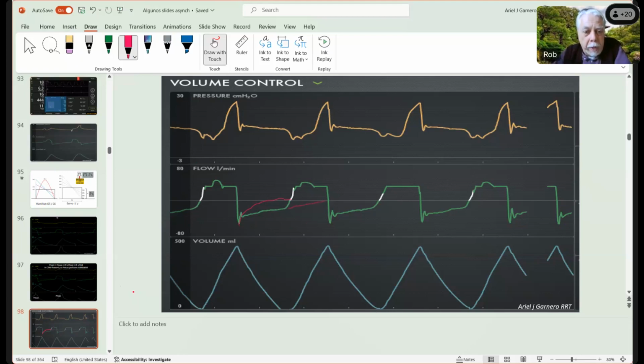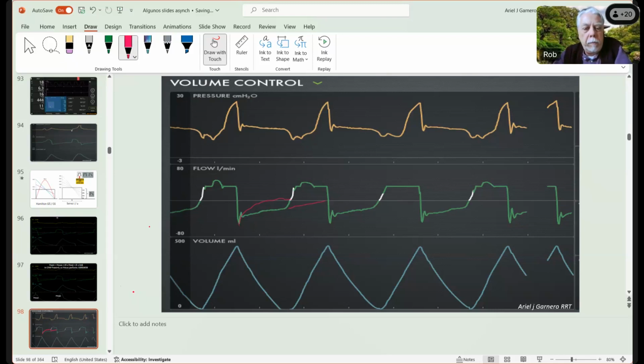Yes. Yeah, there you go, Ari. That's good. Something like that. That would probably be my first thought, that this is high expiratory resistance. Anybody else have any thoughts about that? What do you think, Ari? Looks good?